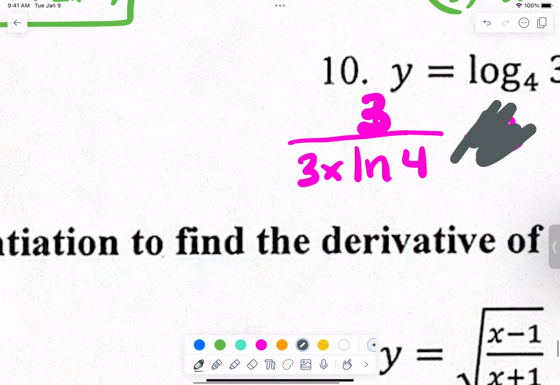Can you reduce the 3s? No. Yes, you can. No, you can't. Yes, you can. Because this is one chunk at the bottom, right? It's not just x, and there's no plus, so I could do 1 and 1, right?